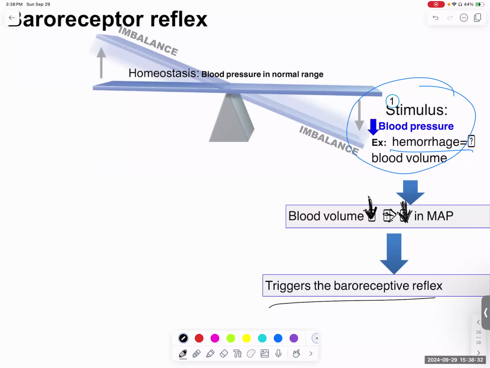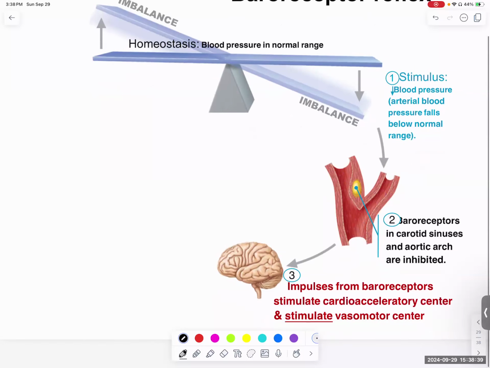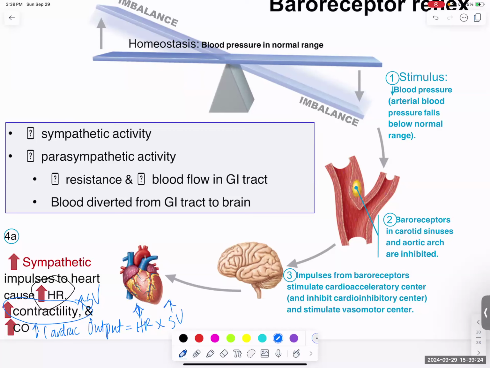This then triggers the baroreceptors to then sense there's less stretch on the carotid and aortic sinuses. And so since there's less stretch, they're going to decrease the number of action potentials. And that's going to stimulate the cardioacceleratory centers and also the vasomotor centers. And so now they're increasing heart rate, increasing contractility. So this is another way of saying increased stroke volume. And so these two together increase cardiac output, because cardiac output is heart rate times stroke volume. And if you increase both, you're going to increase cardiac output.